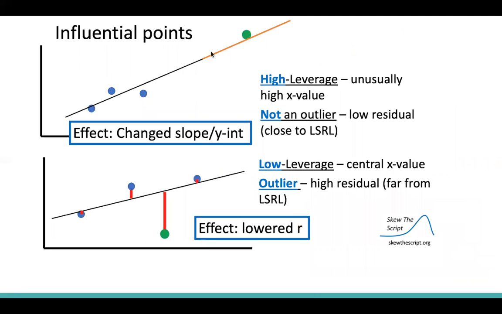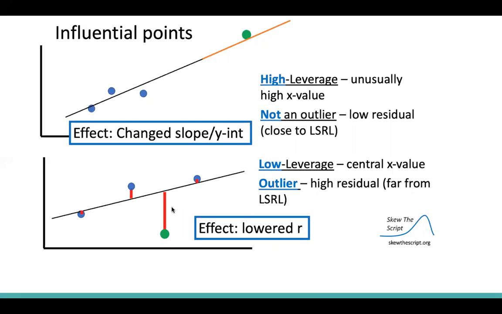High leverage points are points very far removed in the X direction, far from the X mean, and they can have an effect. Sometimes it affects the slope, sometimes not. This one may or may not change the slope, but it would definitely significantly increase R and R squared. So you just want to be careful of those influential points.